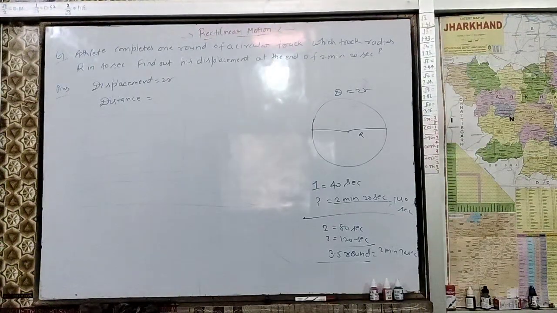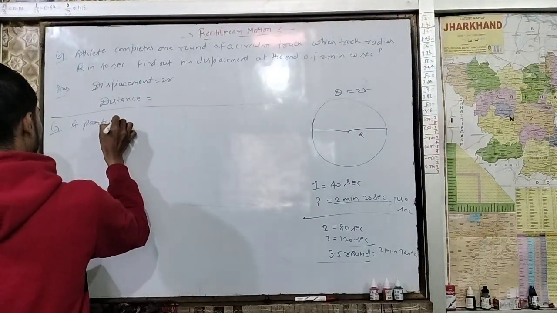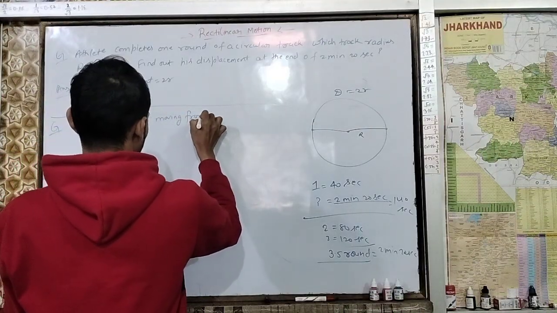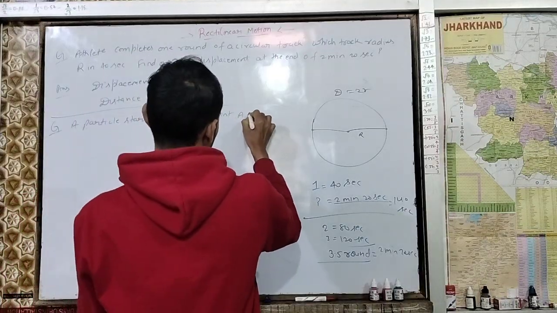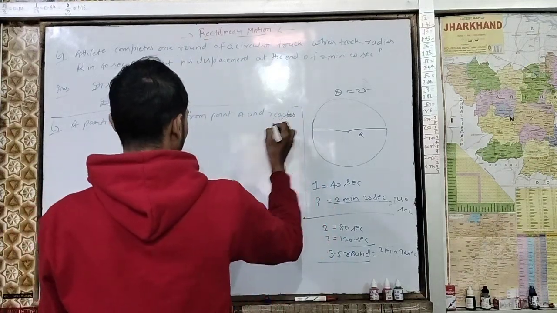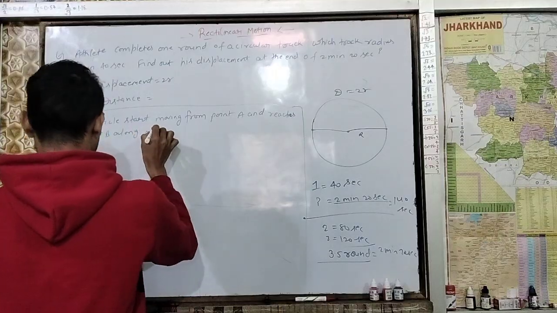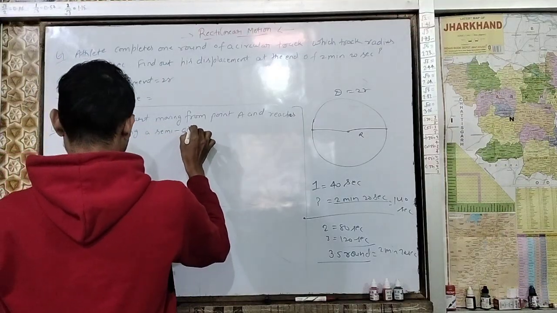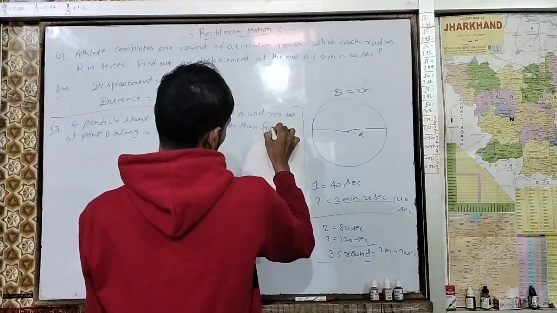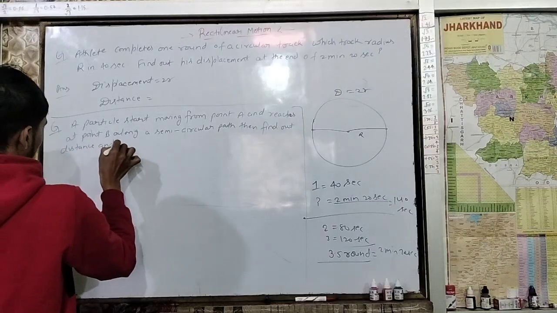Now the next question is: a particle starts moving from point A and reaches point B along a semicircular path. Then find out the distance and displacement.